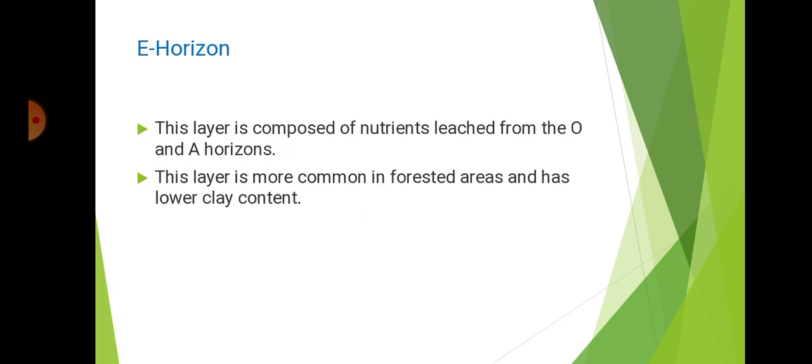The third one is the E horizon. This layer is composed of nutrients leached from the O and A horizons. This layer is more common in forested areas and has lower clay content.